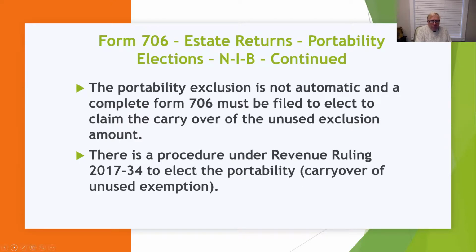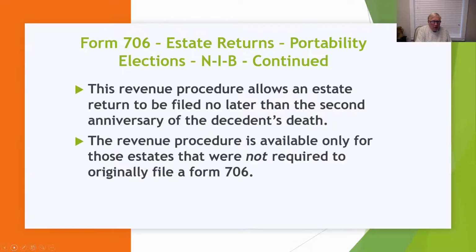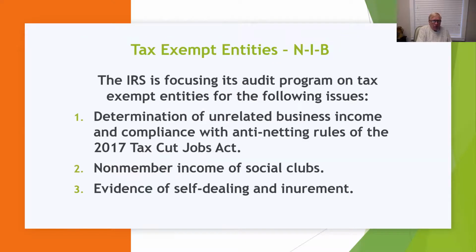And remember again, it's not automatic. There is a procedure under Revenue Procedure 2017-34 to elect portability on an excusable election. Now, the revenue procedure allows an estate return to be filed no later than the second anniversary of the decedent's death. And the revenue procedure is available only for those estates that were not required to originally file a Form 706. No kidding. If you had to file it originally, you had to file it originally.